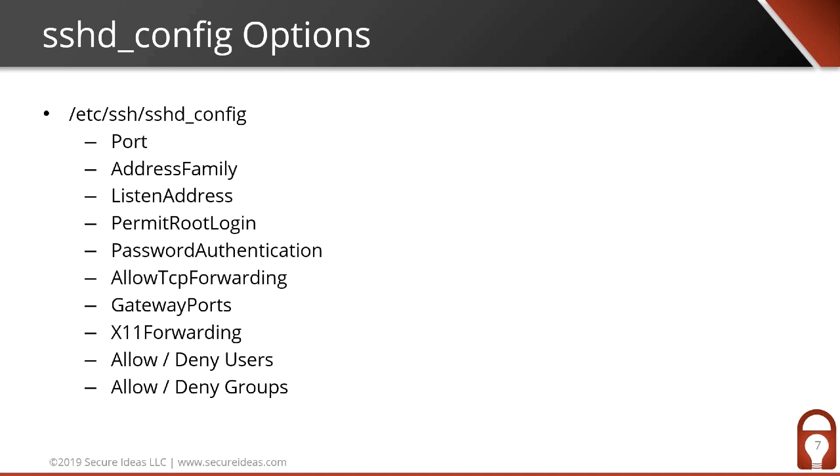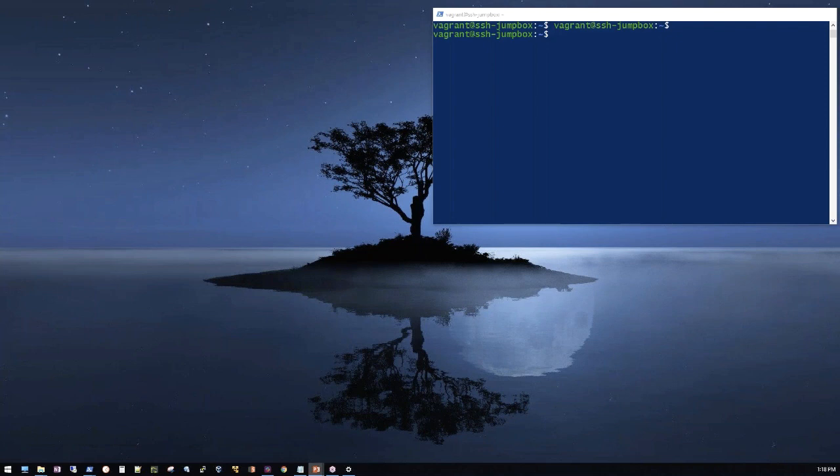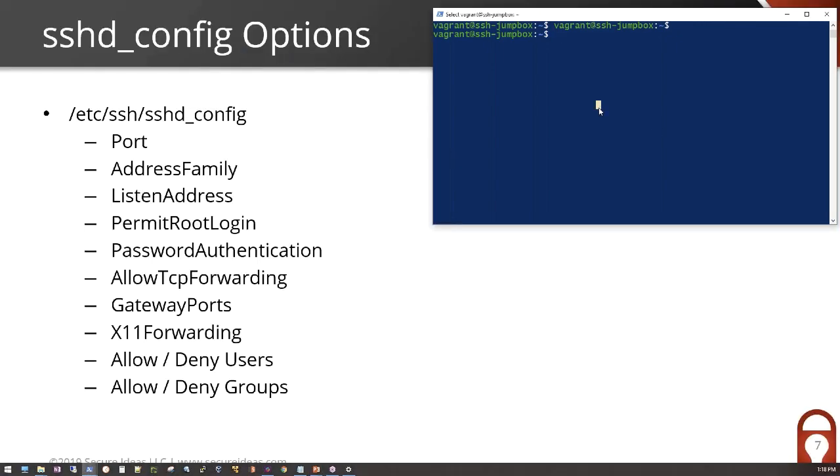So, what I've done here, there are many different options that are under this sshd_config file. And what I wanted to do is pull out a handful of these, just because the time it would take to go through all of them, we just don't have that time today. So this is where I'm going to pull up, let's use our jump box as an example.